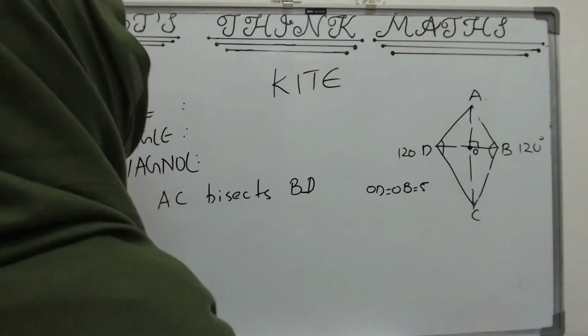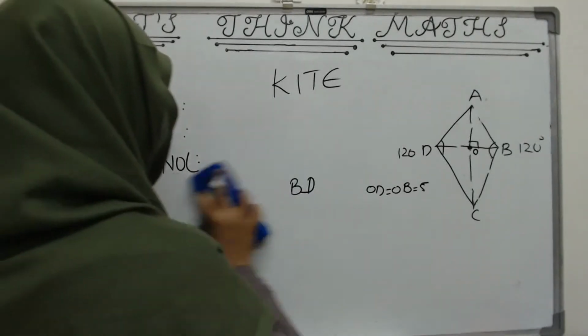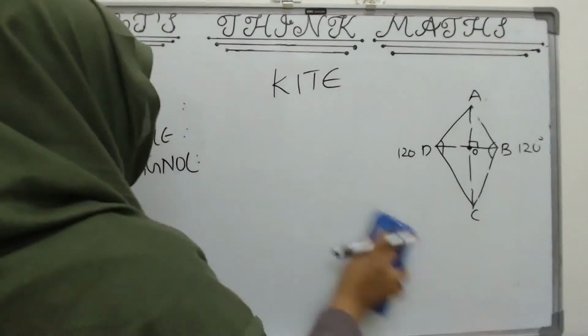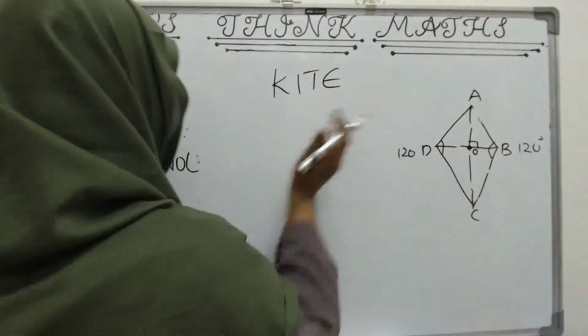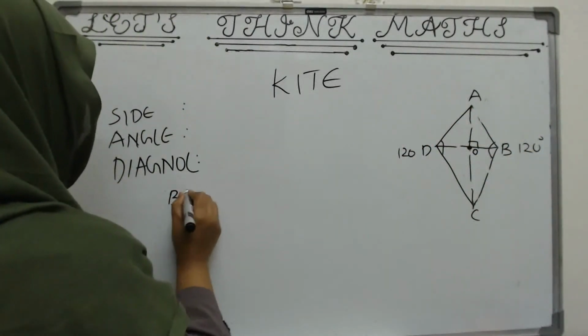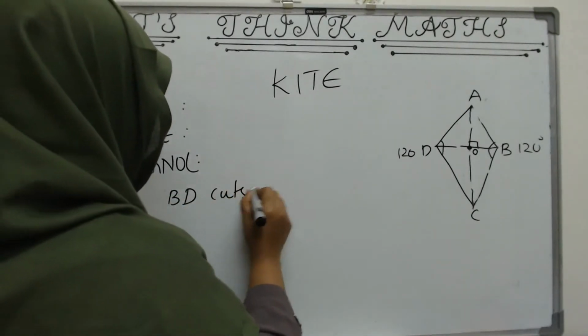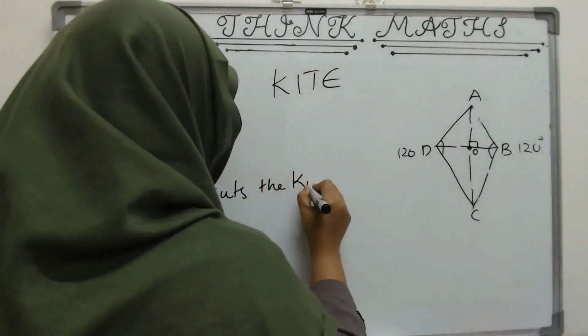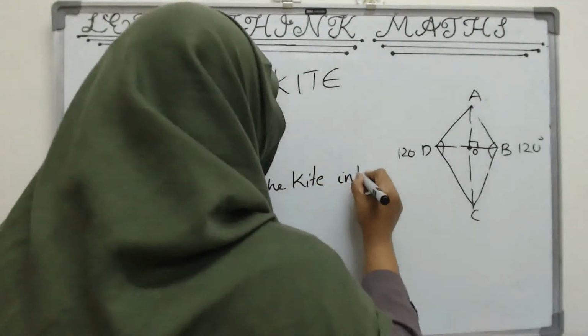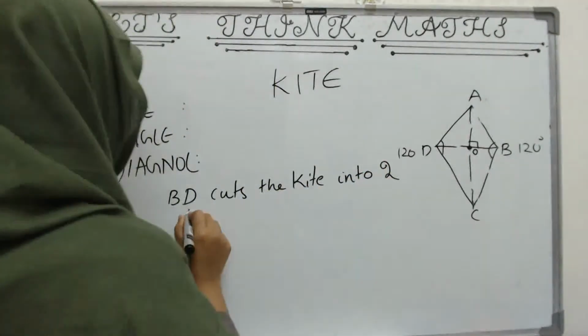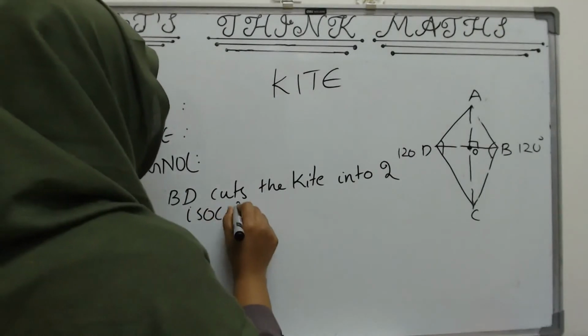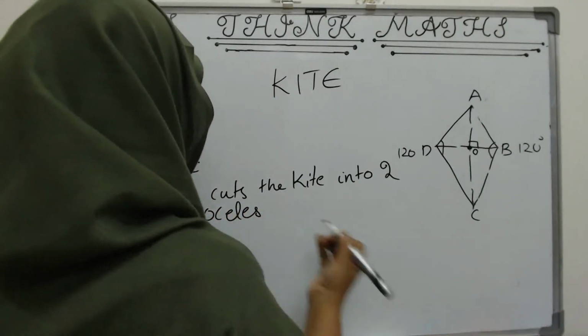And here you can notice one interesting thing. Look at the smaller diagonal. The smaller diagonal, which is BD, which is called the cross diagonal, cuts the kite into two isosceles triangles. Do you remember what an isosceles triangle is?